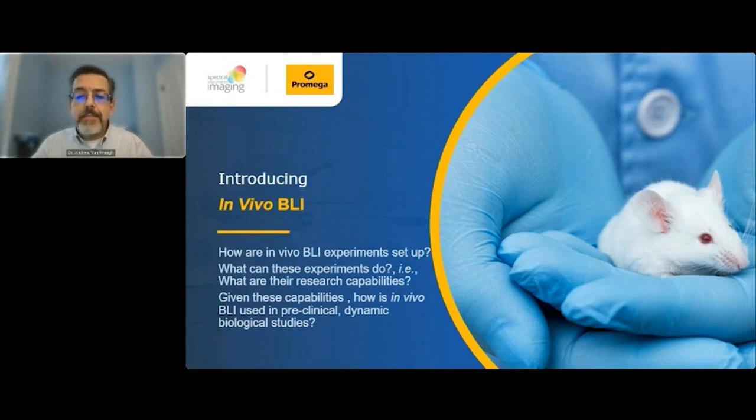So now, having reviewed what in vivo BLI is, how it works, and what it can look like in the lab, the next set of questions really address how to set up an in vivo BLI model. And then once you have a model in hand, how is it effectively used? In other words, what are the key strengths of this imaging modality? And ultimately, what kind of insights can be provided to the preclinical investigator?